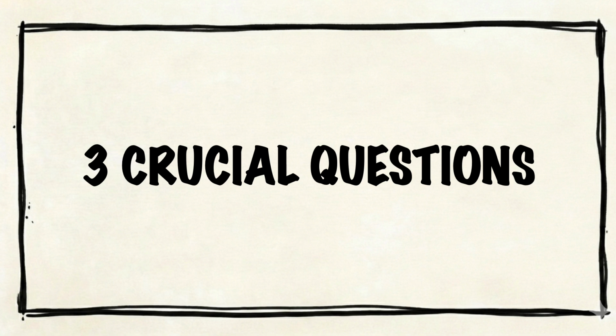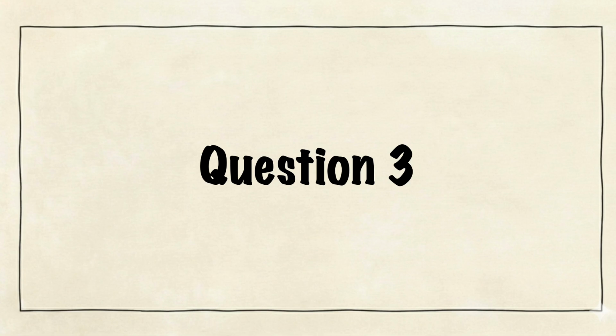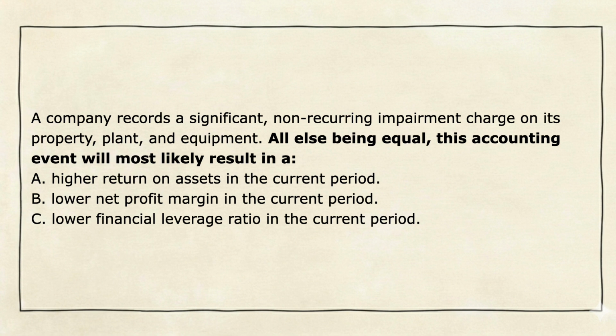Three crucial questions. Question 3. A company records a significant, non-recurring impairment charge on its property, plant, and equipment. All else being equal, this accounting event will most likely result in: A. A higher return on assets in the current period, B. Lower net profit margin in the current period, C. Lower financial leverage ratio in the current period.